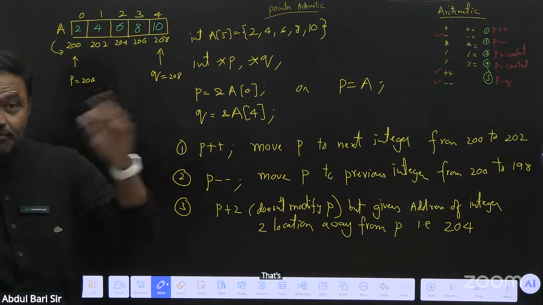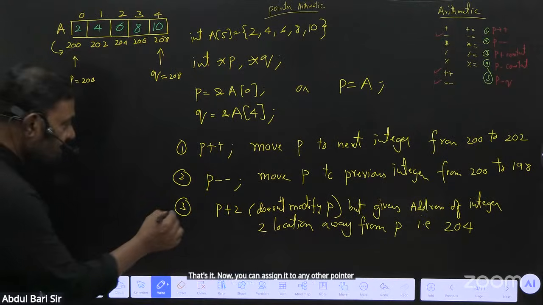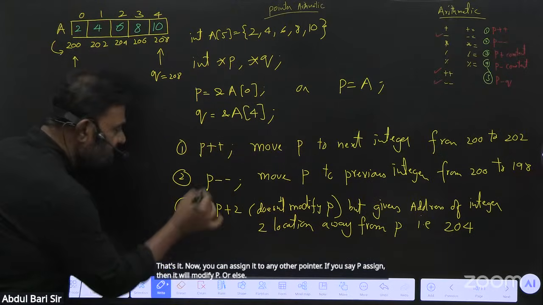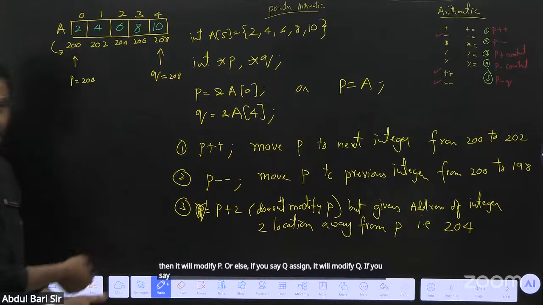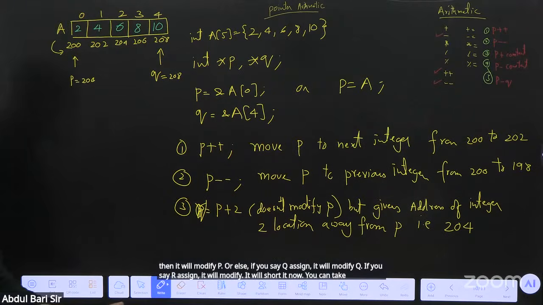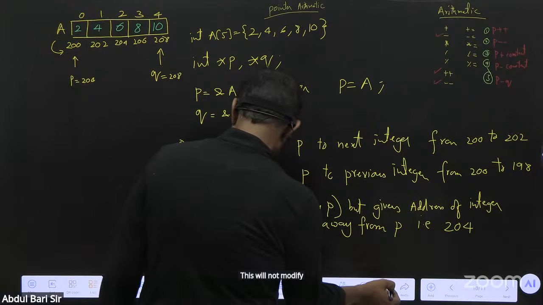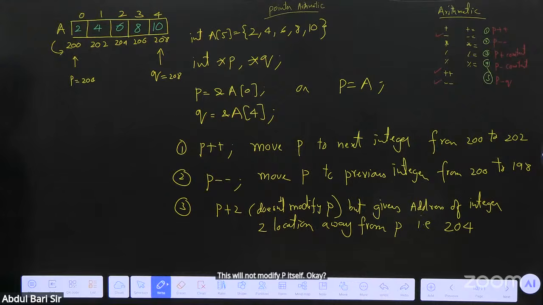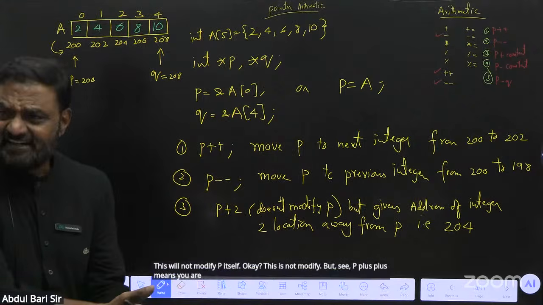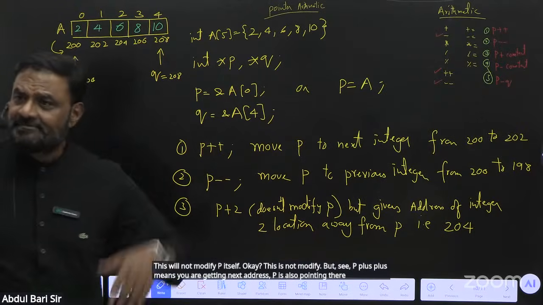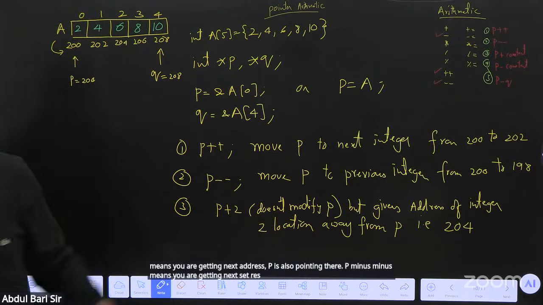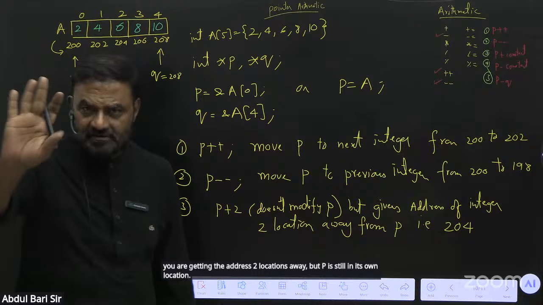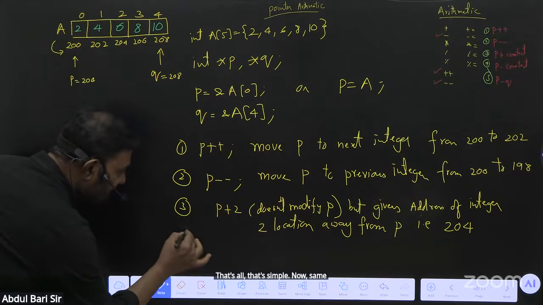So you get the address of that location. That's it. Now, you can assign it to any other pointer. If you say p assign, then it will modify p. Or if you say q assign, it will modify q. It will store it. You can take it in any other variable. This will not modify p itself. But see, p plus plus means you are getting the next address, and P is also pointing there. P plus 2 means you are getting the address 2 locations away, but P is still in its own location. That's simple.